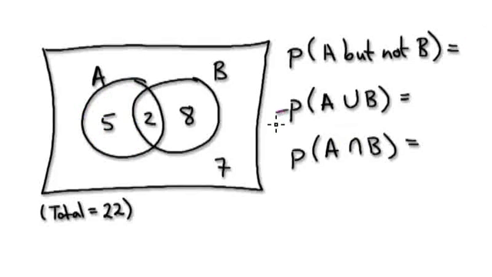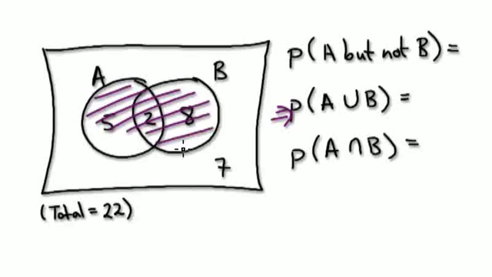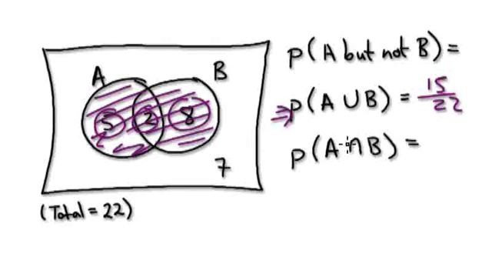And then the next one here, A or B. A or B is going to be the union of the two. Okay, so that would be this plus this plus this. That would be 15 over 22.